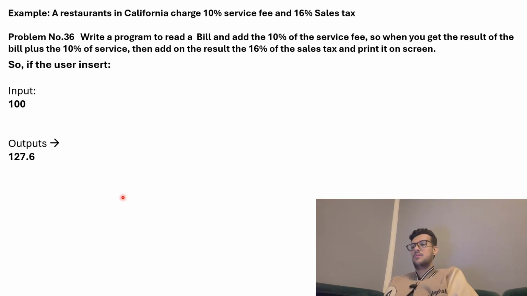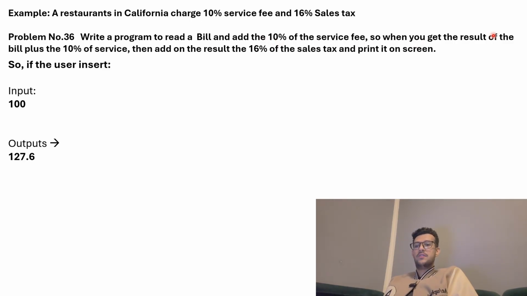Today we will have problem number 36. Problem number 36 talks about restaurants in California, for example, that charge a 10% services fee and 16% sales tax. So I want you to write a program to read the bill and add the 10% of the service fee.